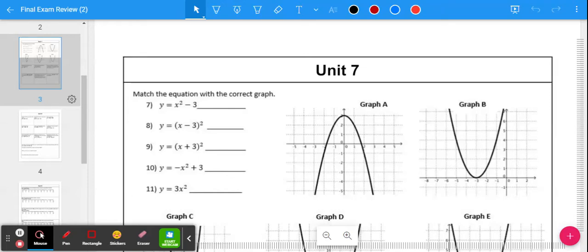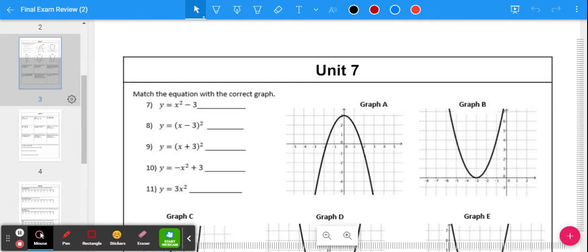So this is the second part of your final exam review. Units 5 and 6 have already been done, and we're working on unit 7 at this point. Unit 7 was all about the different transformations with quadratic functions. It also included linear and exponential functions.